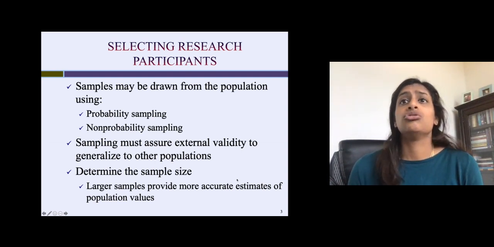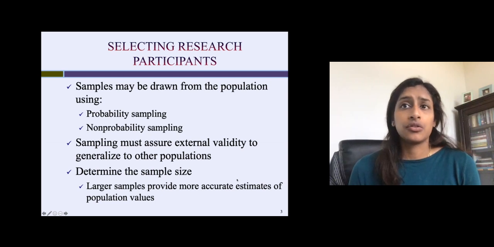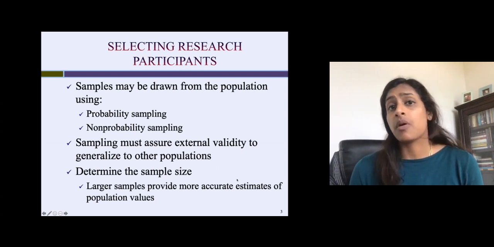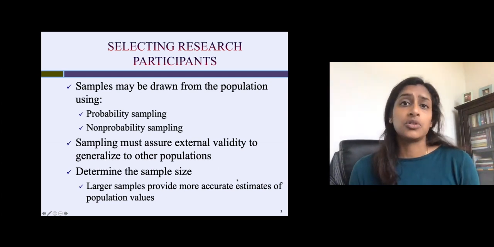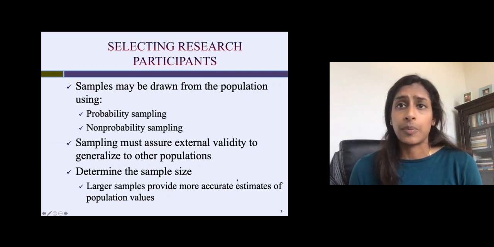Sampling has to assure external validity because remember, our point and our goal is to be able to generalize our findings to the larger population.